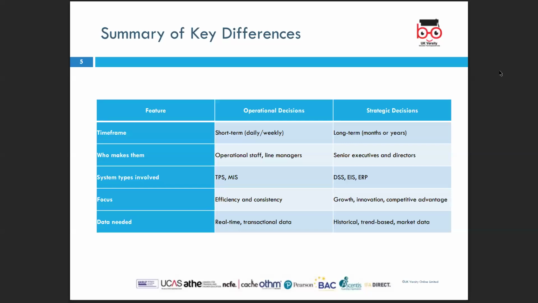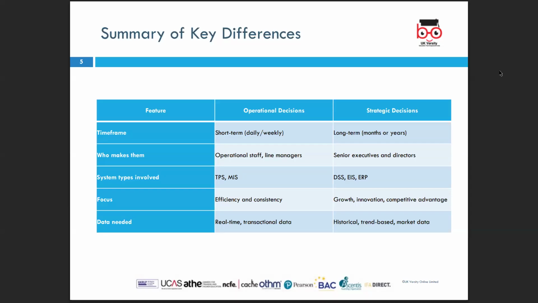So here we have an example of a comparison between operational decisions and strategic decisions, where we looked into time frame. We know that operational is focusing mainly on the short term, while strategic decisions focus more on the long term. We looked into who is responsible for these decisions. When it comes to operational, we're looking into staff and line managers, while strategic comes from our senior executives and board of directors.